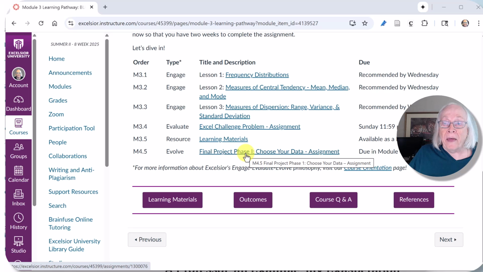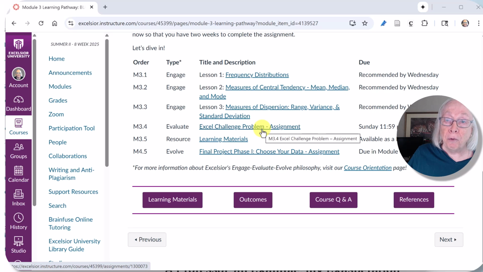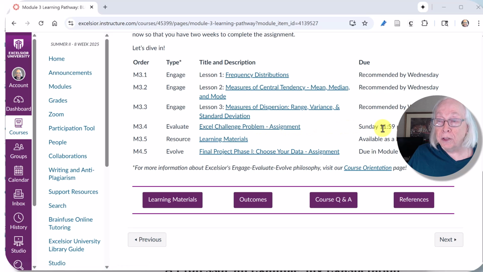So that's kind of an overview. And again, the 3 lessons are all recommended by Wednesday. And why is that? Well, you've got to be able to get through them and apply them in this Excel assignment, which is due Sunday.